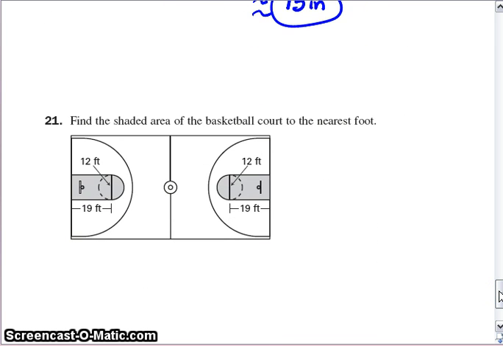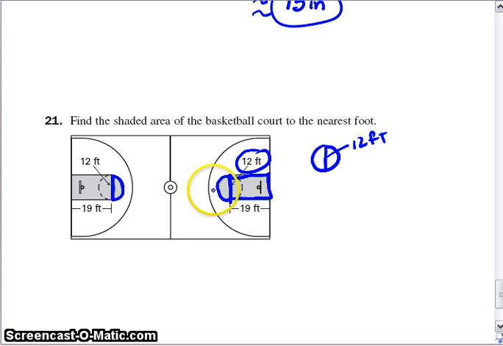Now this one's kind of interesting. It says find the shaded area of the basketball court to the nearest foot. All right. In a way, we have two shapes here. We have a rectangular shape, and then we have a half circle. Okay, but we have another half circle over here, so we're really dealing with a whole circle. All right. Let's just think about the circle. Our circle has a diameter of 12 feet. You see that here. That's this distance here.